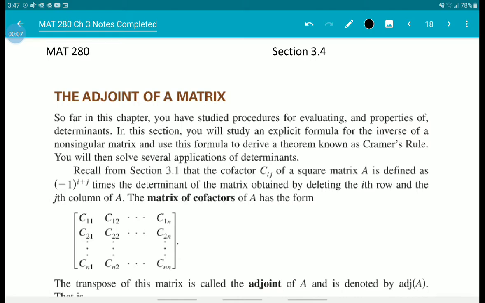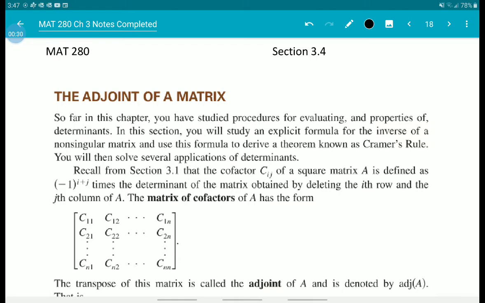So chapter 3 has been about determinants and finding determinants. We talked about how if we have a determinant of 0, we have a singular matrix, which means it doesn't have an inverse. Whereas if we have a determinant that's any number other than 0, then that matrix will have an inverse. So now we're going to talk about applications of the determinant.